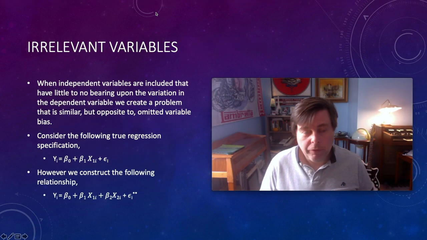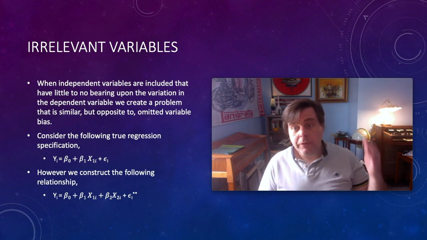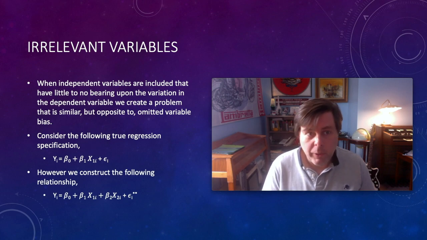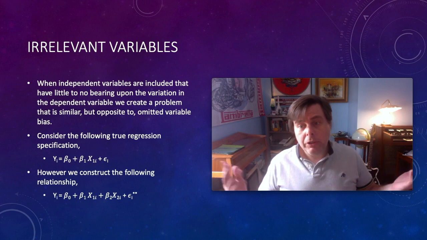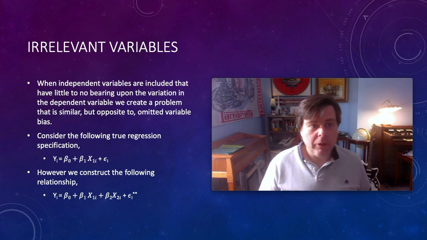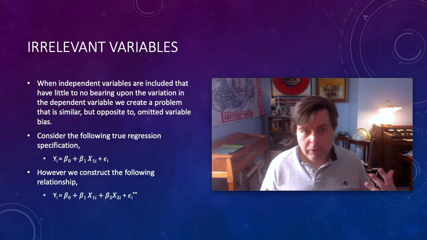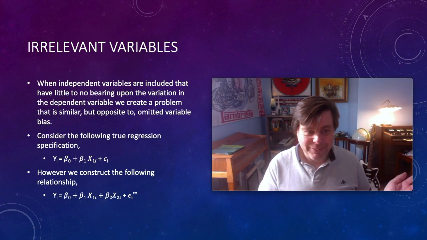Okay, now that we've talked a fair bit about omitted variables and the problems as well as some of the corrections, let's move over to the other side of this, irrelevant variables, right? So as we said, you can have too few variables, but you can also have too many variables. And when we include independent variables that have really little to no bearing upon variation in a dependent variable, we create a similar problem to omitted variable bias, except in the opposite direction, right?